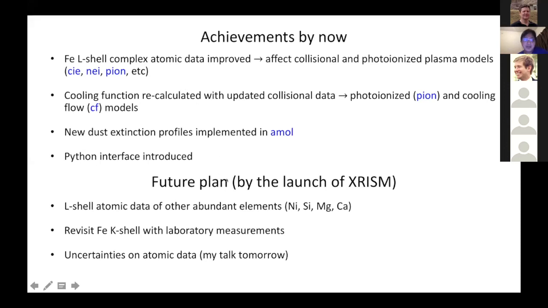For a future plan, by future I mean by the launch of XRISM, we will have more updates in the L shell, in particular for nickel, silicon, magnesium, and calcium, and we will revisit the K shell, iron K, with laboratory data. The spectral model uncertainty is perhaps another item to implement, and tomorrow I will have another talk focusing on that. So please stay tuned. That's all I have, and thank you very much.